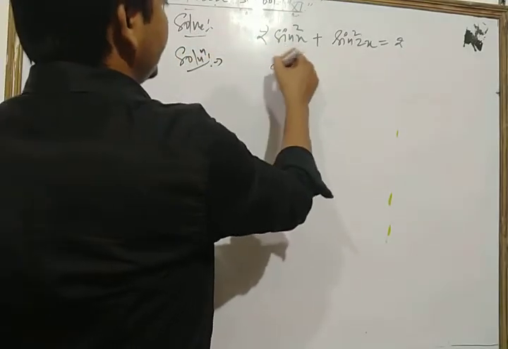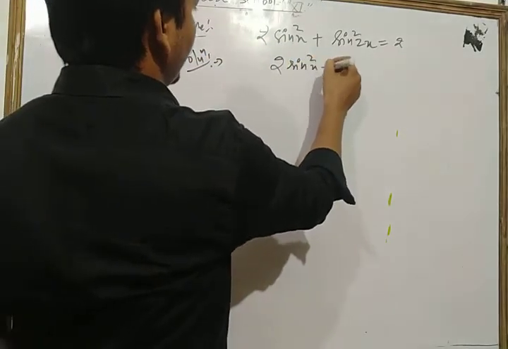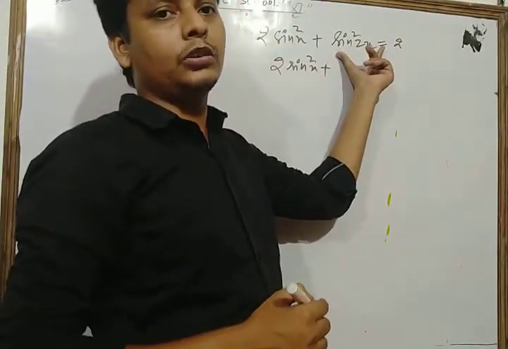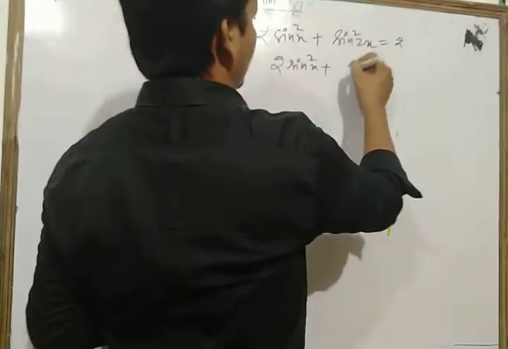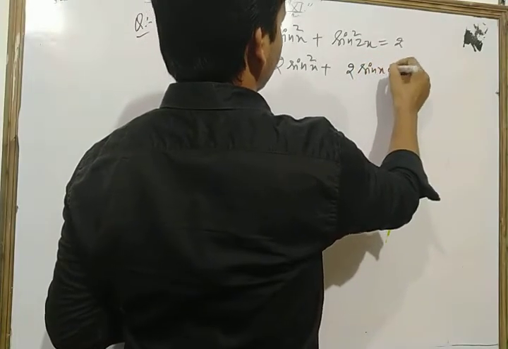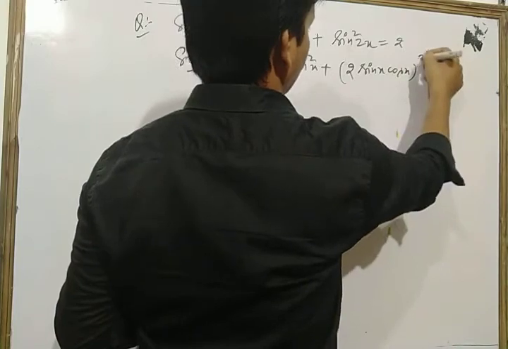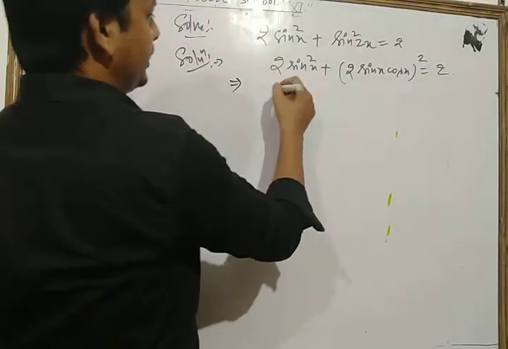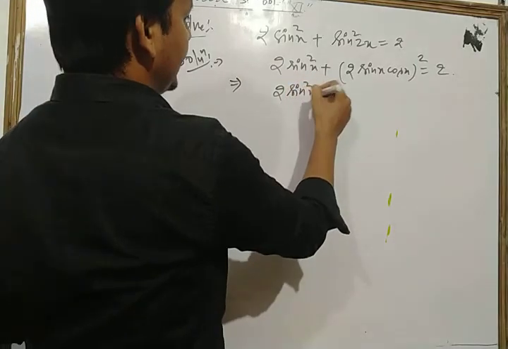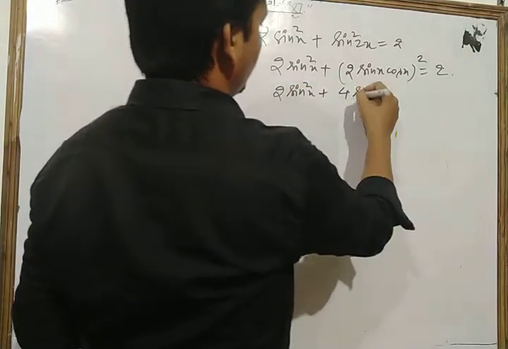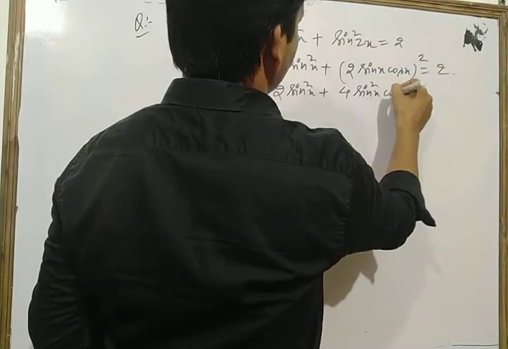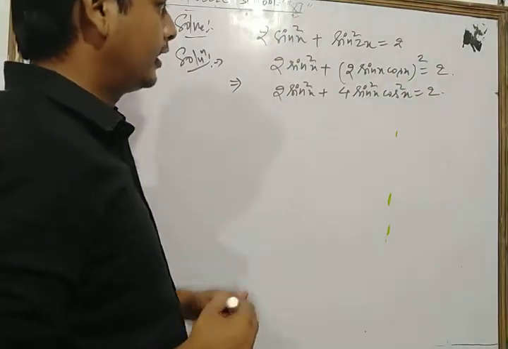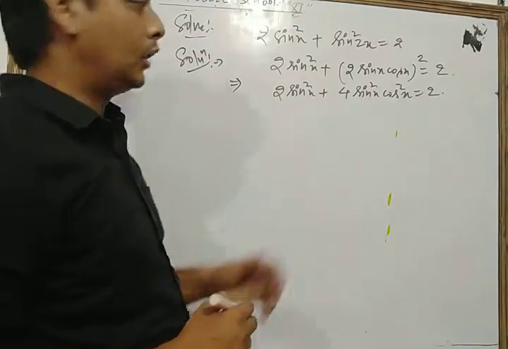First of all, we write 2 sin square x plus, and we know that the formula for sin 2x is what? 2 sin x into cos x. So here we put 2 sin x into cos x whole square, and the first term we write as it is. So let's see, we get 2 sin square x plus 4 sin square x into cos square x is equal to 2. Okay, right?